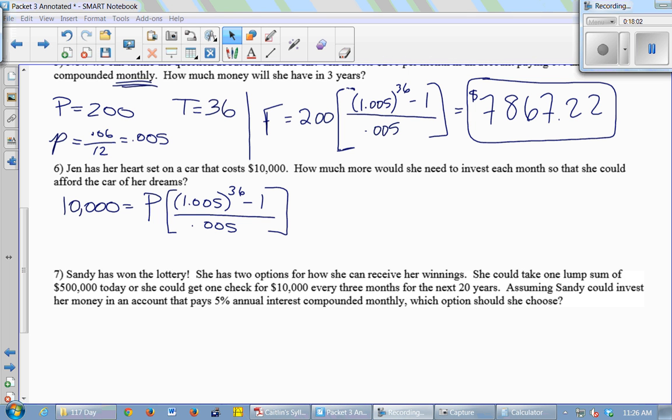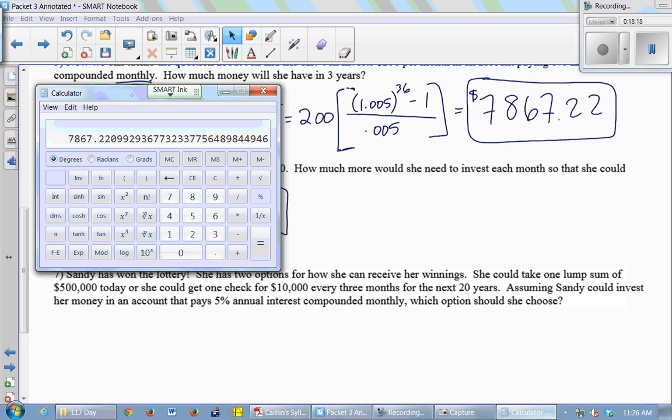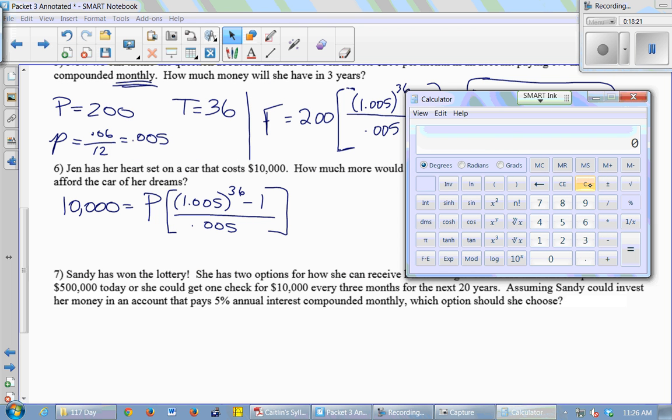Okay, so basically 10,000 is equal to P times something. And this something is just kind of a mess, right? I just have to calculate what that something is in my calculator, just being careful to make sure I follow the order of operations. So let me pull up my calculator. So I'm going to do my 1.005 to the 36 minus 1 divided by 0.005, and it's 39.34 approximately.